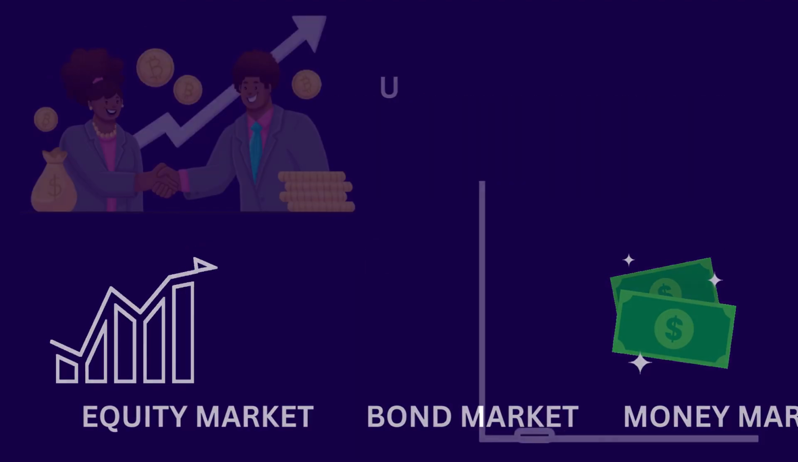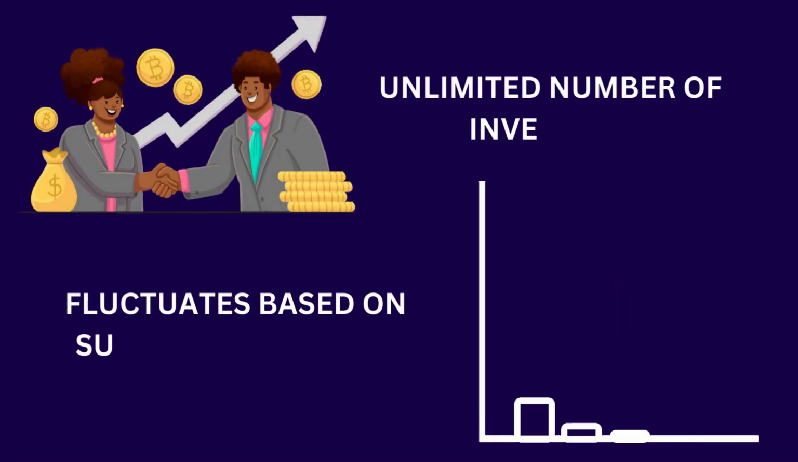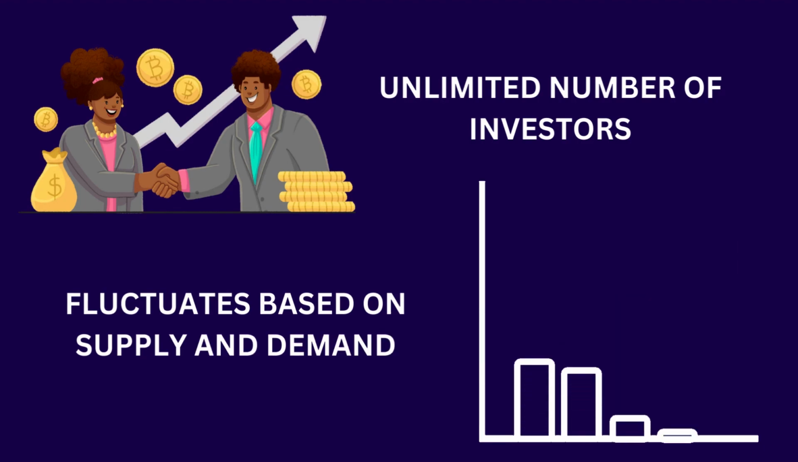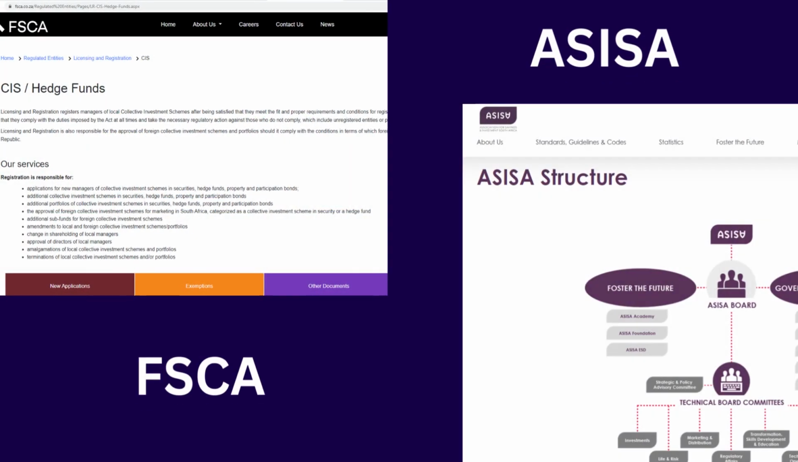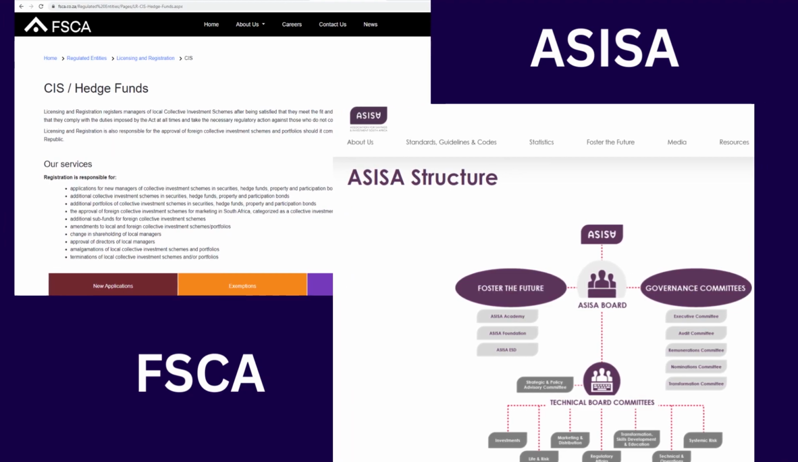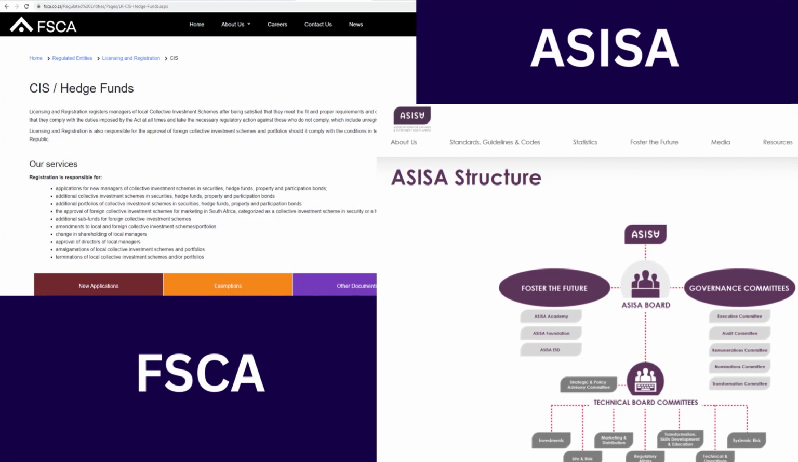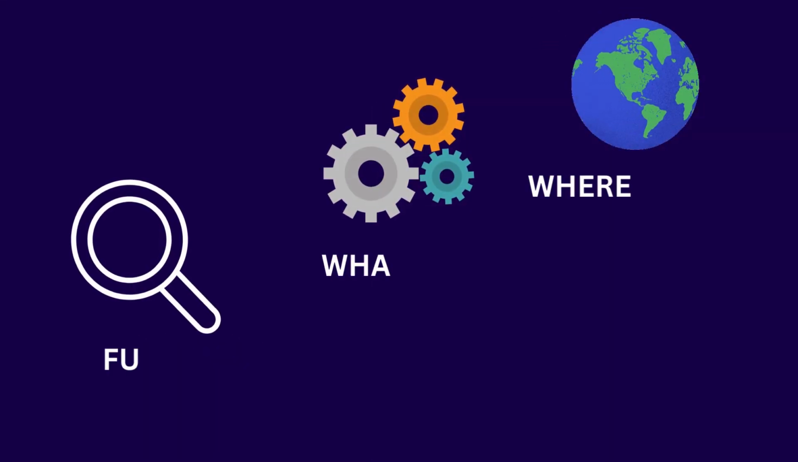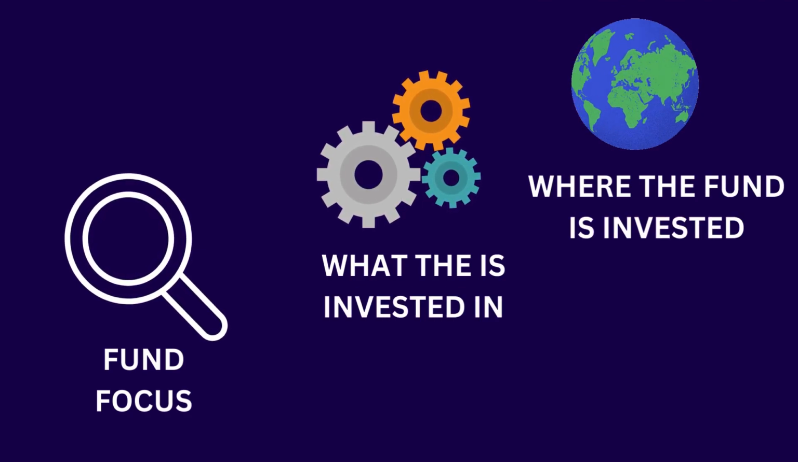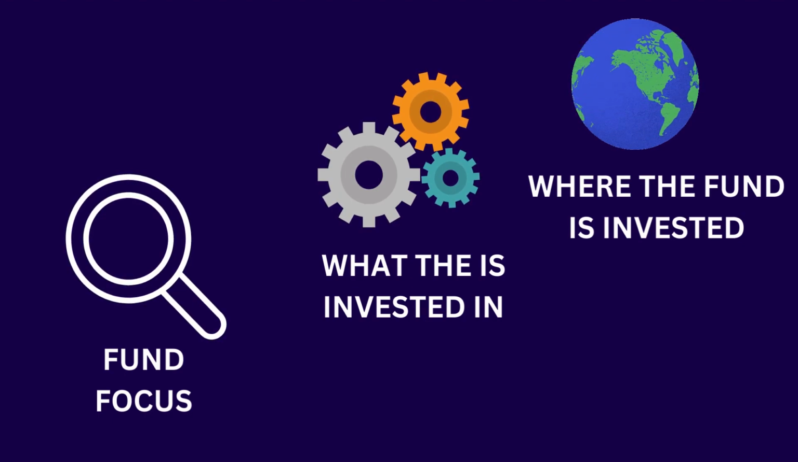Most unit trusts are open-ended trusts where there is no limit to the number of investors participating in the fund, and the number of units fluctuates only based on the supply and demand requirements of investors. Unit trusts are regulated by the Financial Sector Conduct Authority (FSCA) and the Association for Savings and Investment South Africa (ASISA), which have certain requirements or mandates that unit trust management companies must follow. These include classifications based on where the fund is invested, what asset class it is invested in, and the main investment focus of the fund.